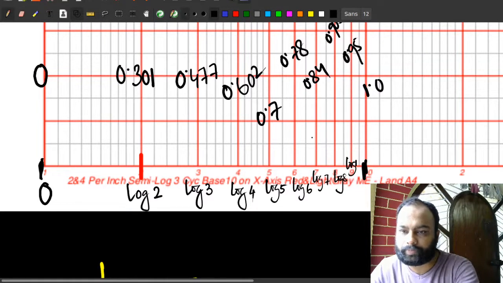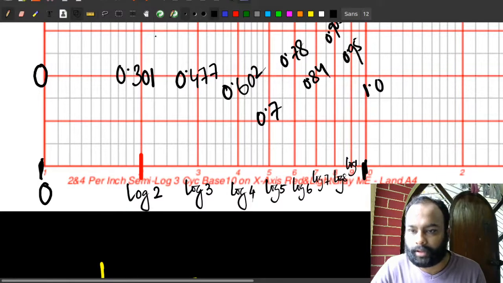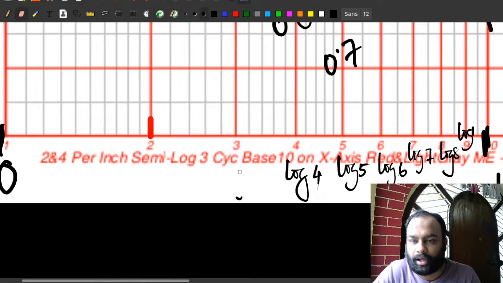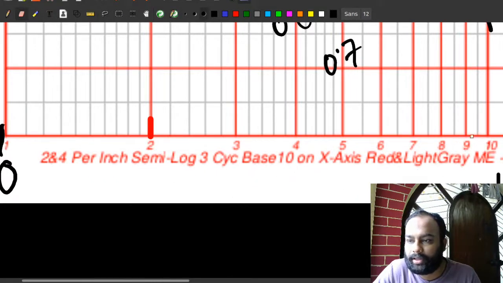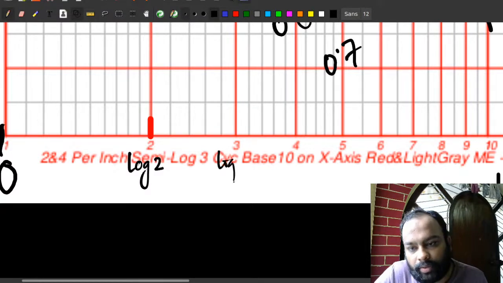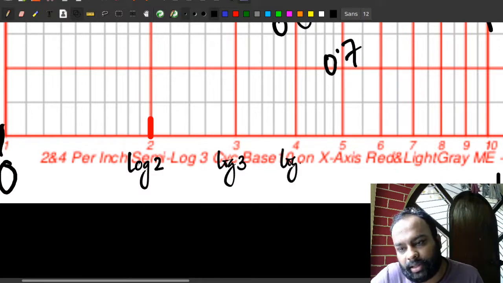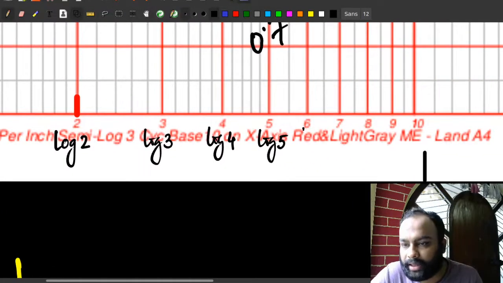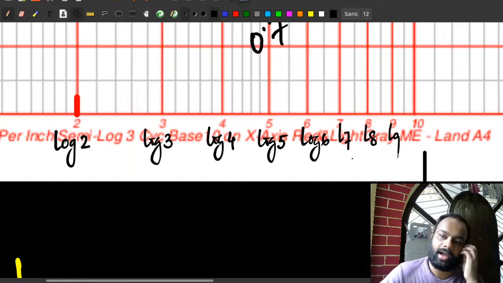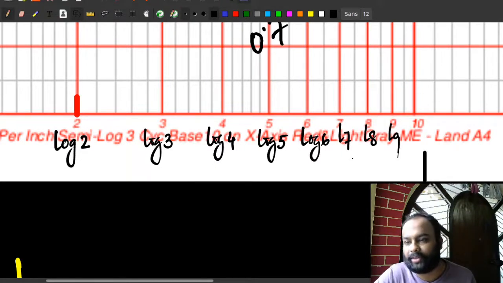Hold on. I might have to zoom this even bigger. Okay, take this entire thing. Now I have a very, very large plot here. The point is, this is log 2. This is log 3. This is log 4. This is log 5. This is log 6, this is log 7, this is log 8, this is log 9. I don't even have space to write log even after zooming this much.